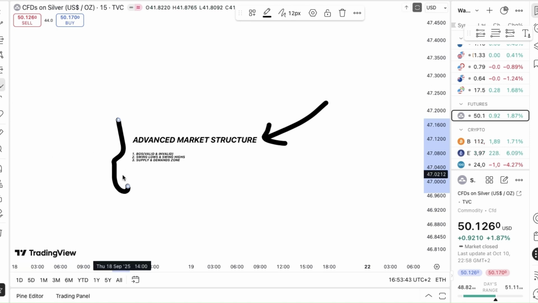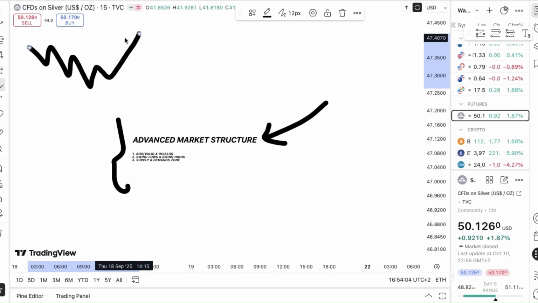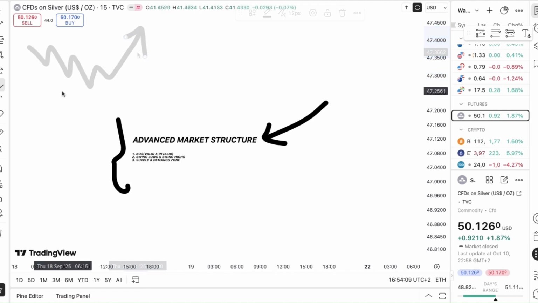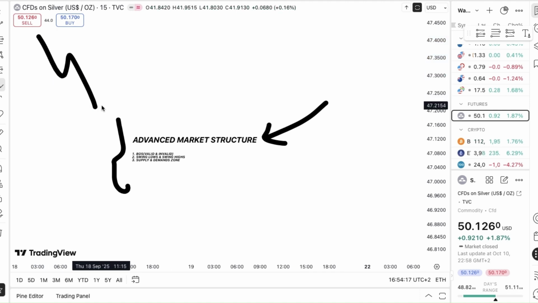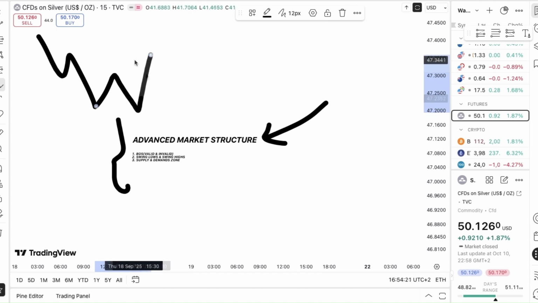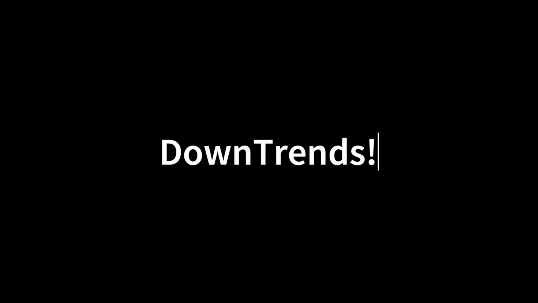Because what happens is, if you thought the market was, for example, breaking a structure to the downside, and you are waiting for a retracement so that you can place your sells, but instead the market goes the other way. That's why it is very important to know what is a valid breakout structure and what is an invalid breakout structure. So without wasting any time, let's quickly focus on a downtrend.